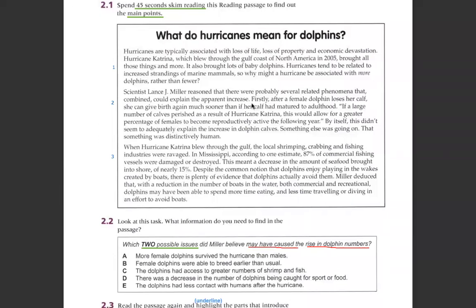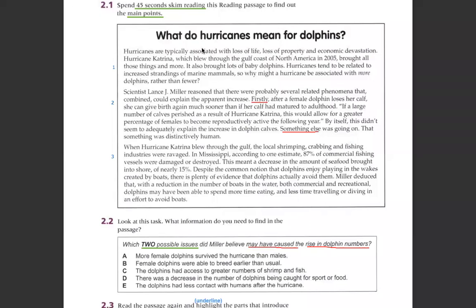Okay, so a lot of you are saying 2, which is correct. We just have a look at the word firstly here. We know there's 2 issues, so firstly gives us a clue. This is the first issue. And then we also have a look here that something else was going on. So this may be an introduction to the second issue.